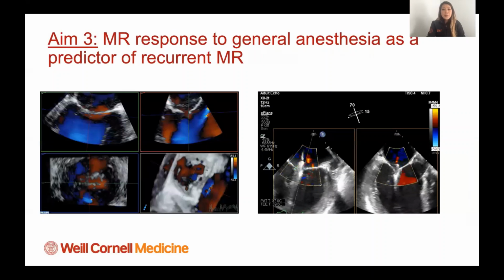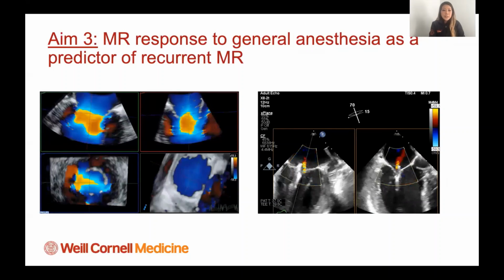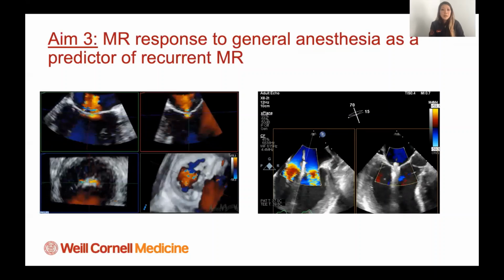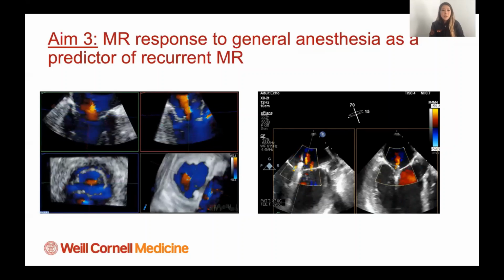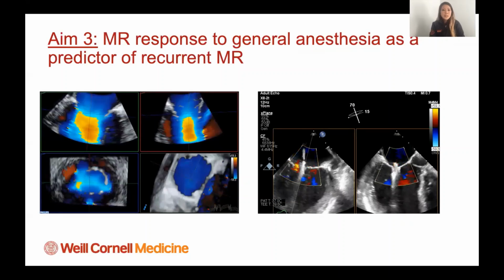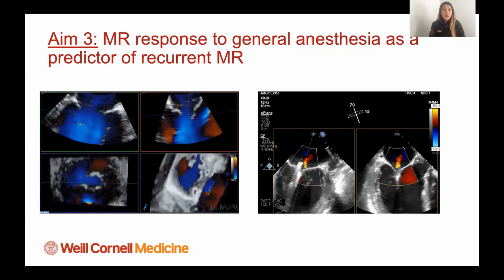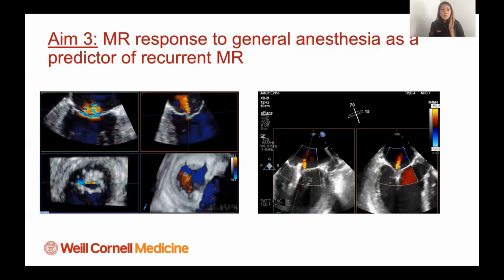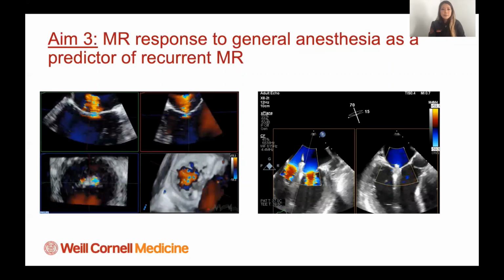And in aim 3, we'd like to look at the mitral regurgitation response to general anesthesia. Oftentimes after general anesthesia, there are favorable hemodynamic conditions, which causes the amount of central mitral regurgitation visualized to decrease. We would like to see in those patients whether or not a mitral clip or a surgical intervention is more favorable and results in less of a failure rate.